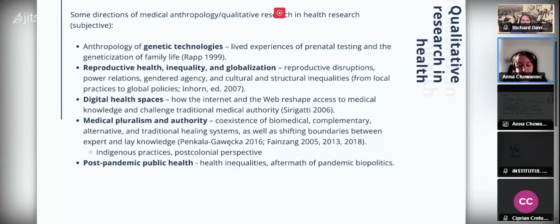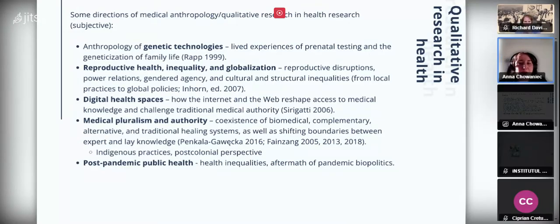A very important sector is the digital health spaces. So how the internet is reshaping medical knowledge and decision making. The whole huge area of medical pluralism and authority, which I already said before. So how do those different systems coexist? Are they complementary? Is there an alternative? What are the traditional healing systems? How do they all work together, if they work together?